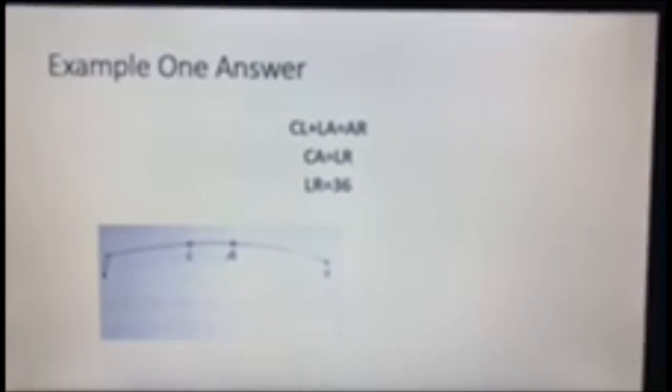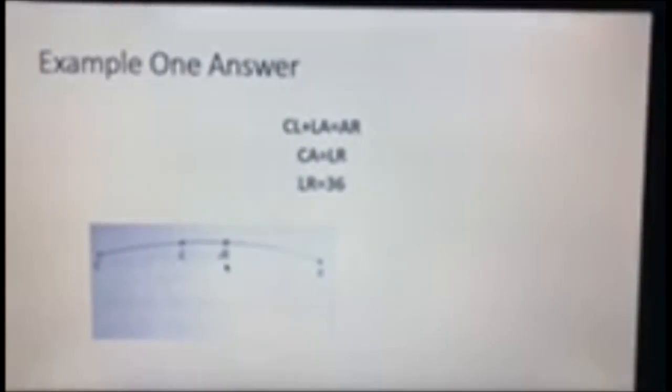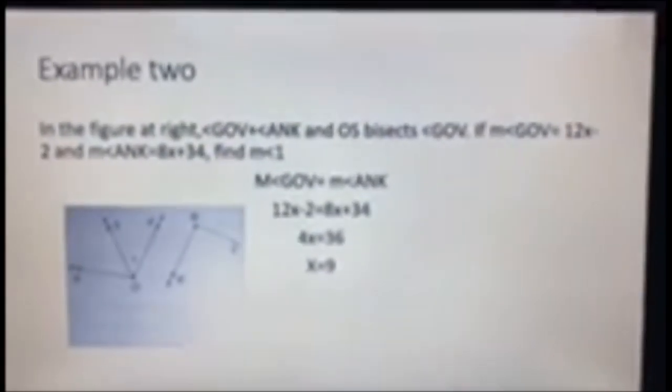So here's the answer. You're going to take CL, which is right here, and add it to LA to equal AR. CA is congruent to LR, and we know that because of our segment congruence theorem. LR equals 36, because if we go back, you can see in the problem it is given that CA equals 36 miles. So we know here that LR is also equal to 36 miles.